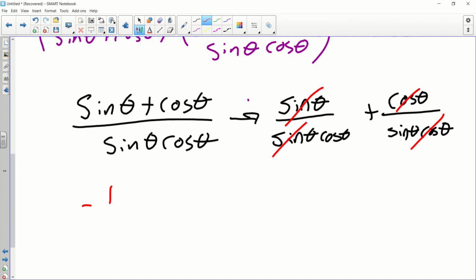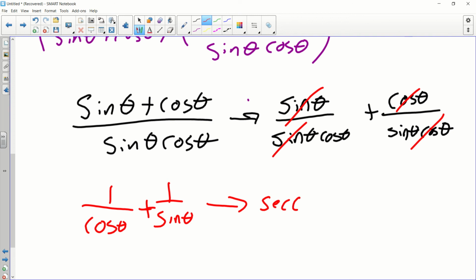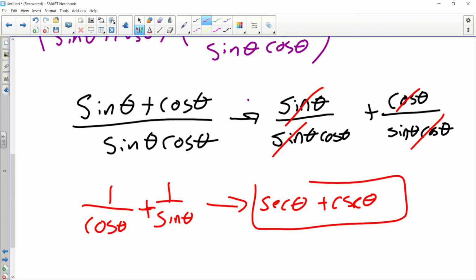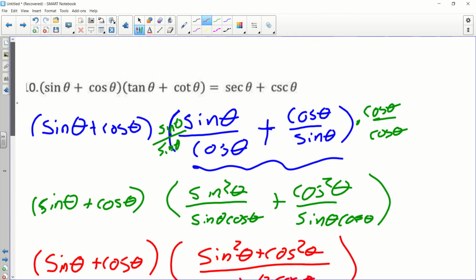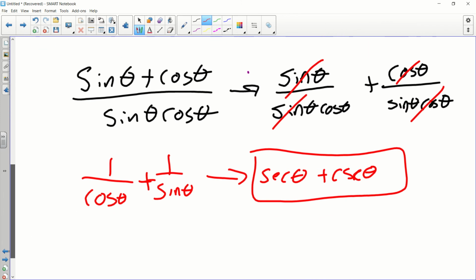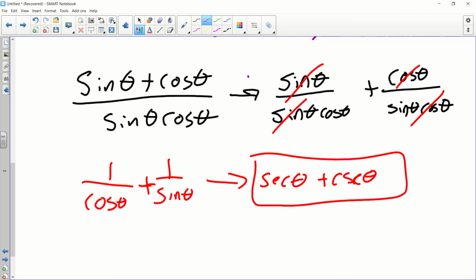I am left with 1 over the cosine of theta plus 1 over the sine of theta. And those reciprocal identities are secant of theta plus cosecant of theta. And if you remember, all the way back in the beginning, we were trying to prove that this is equal to secant plus cosecant, which it is.